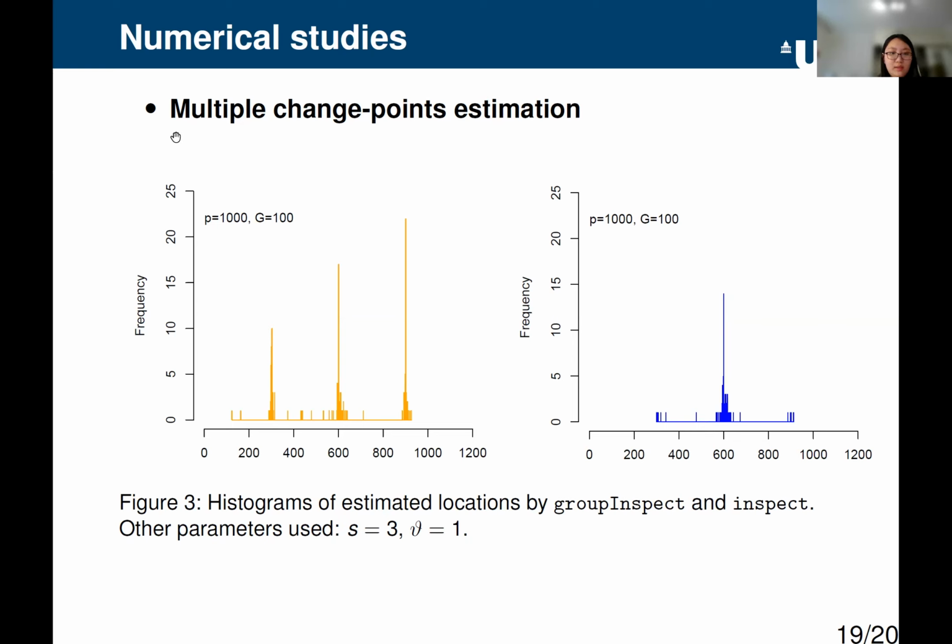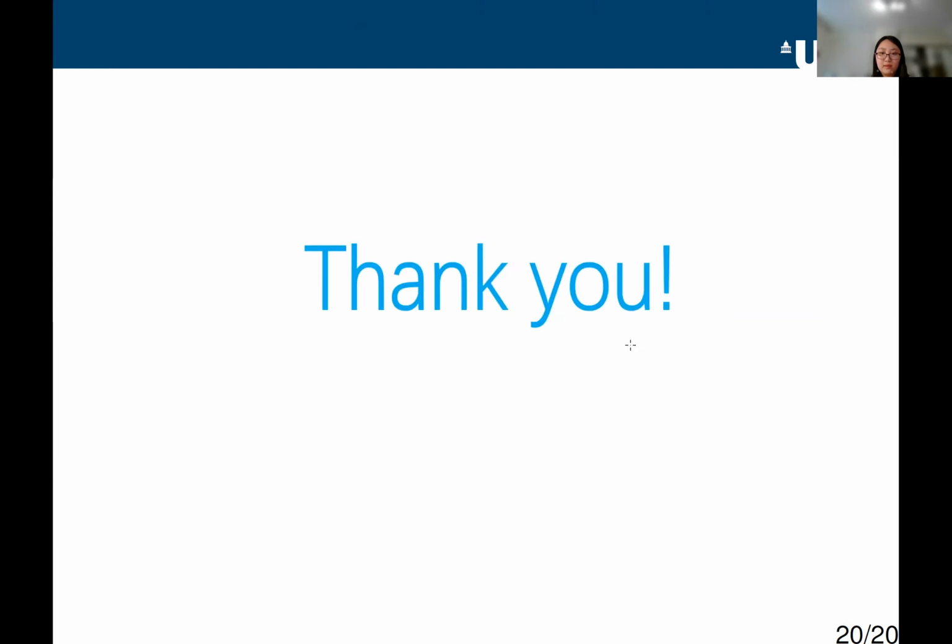The left-hand side is the result from the groupInspect algorithm, and the right-hand side is the result from the inspect algorithm. If we look at the right-hand side here, the inspect algorithm was only able to pick out the change point at time t equals 600. However, compared to inspect, our groupInspect algorithm was good at picking out all the 3 change points. Also, the groupInspect can estimate more change points than the inspect algorithm, which again suggests that the groupInspect can have a better performance than the inspect algorithm. That's all. Thank you.